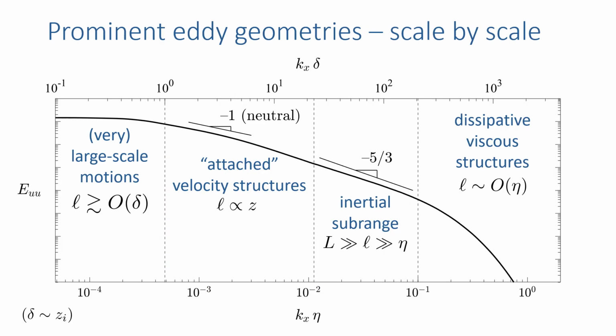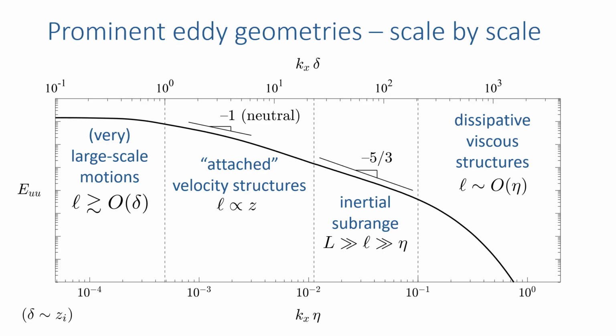The scaling behavior of these coherent features can be related to different regions of the energy spectrum. An example spectrum is shown here for the streamwise velocity from boundary layer wind tunnel data. At the lowest wave numbers, we have the large scale motions whose size exceeds the boundary layer thickness. Delta here is the boundary layer thickness from a wind tunnel, which is analogous to the inversion height of the planetary boundary layer, at least for the purposes of this talk.